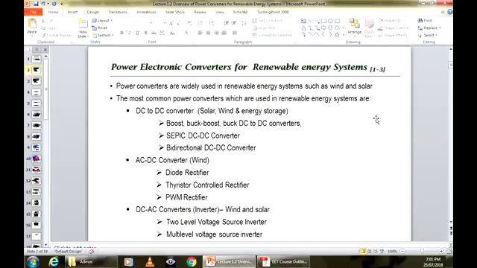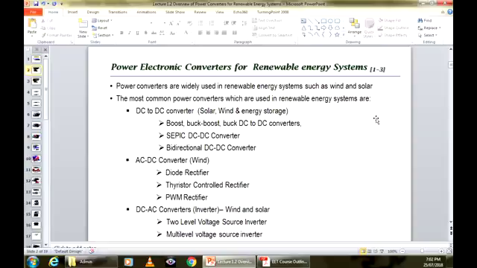SEPIC converter is also used. You will see it later. We normally don't cover that in an undergraduate course, but the SEPIC DC-DC converter and the Cuk DC-DC converter are also used to generate power supplies which will drive the electronic circuitry. Bidirectional DC-DC converter we will cover.